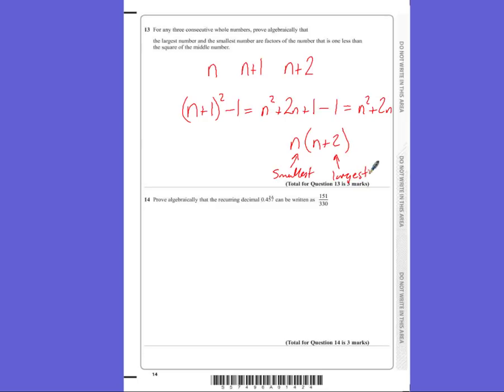So we just need to write, therefore, the smallest and largest numbers are both factors.